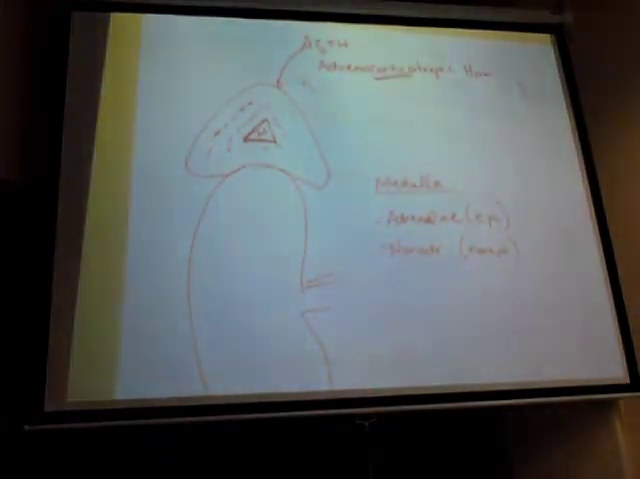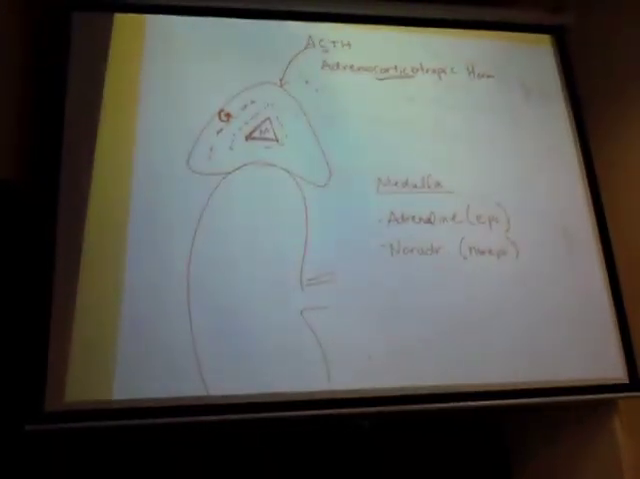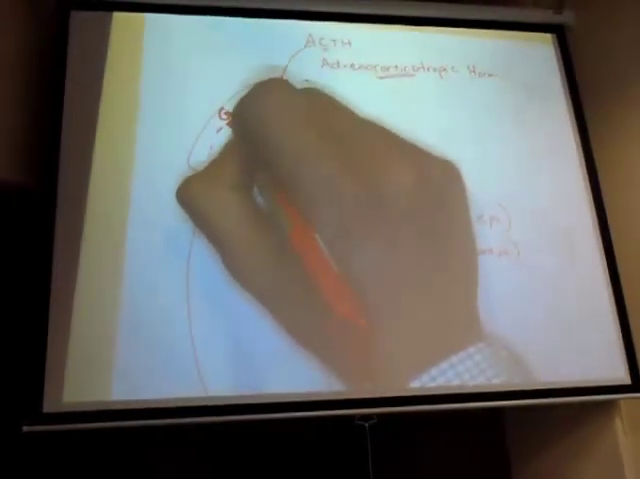We said the cortex has how many different divisions to it? Three. So I'm just dividing it. It would continue all the way around. I'm just going to work on this side right here. So we have zona what? That's the outermost one. Glomerulosa. Then going in a little bit more, the zona fasciculata, and then inside is zona reticularis.